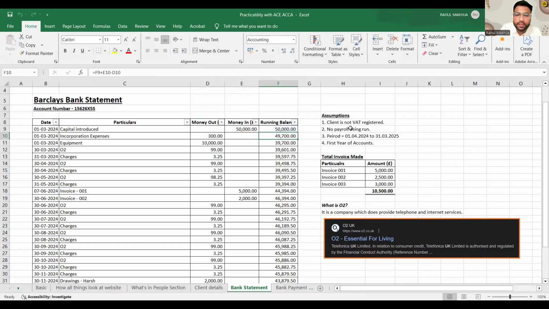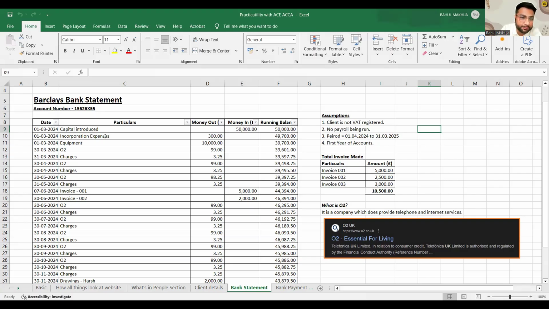Got it? So here are also a few assumptions we have taken, because if we had done a full manual job, it would have taken a much longer video. So the client is not VAT registered and no payroll is being run. Our period, as I mentioned, is from 1st of April 2024 to 31st March 2025. And it is also the first year of accounts, so no opening balances. Client is incorporated on 1st April 2024, and we have to account for the first year only.